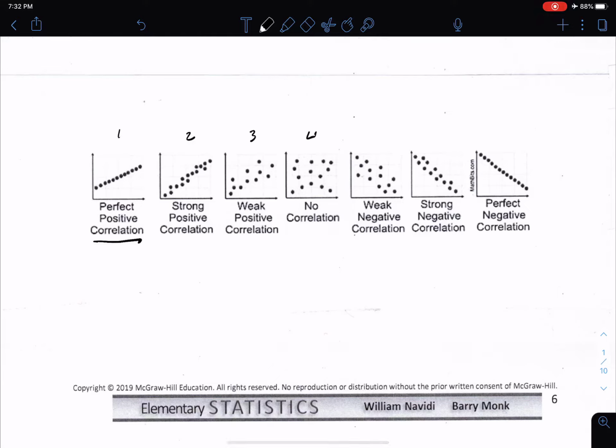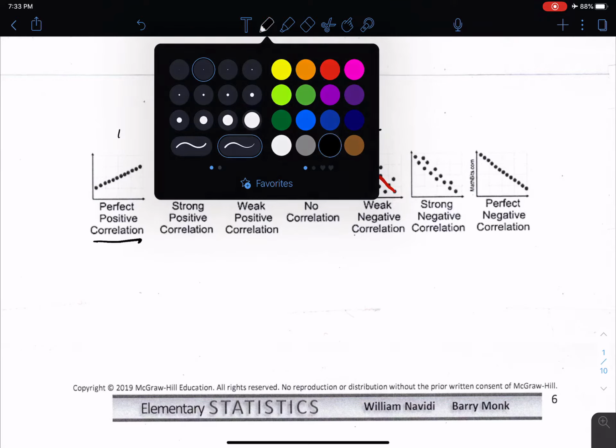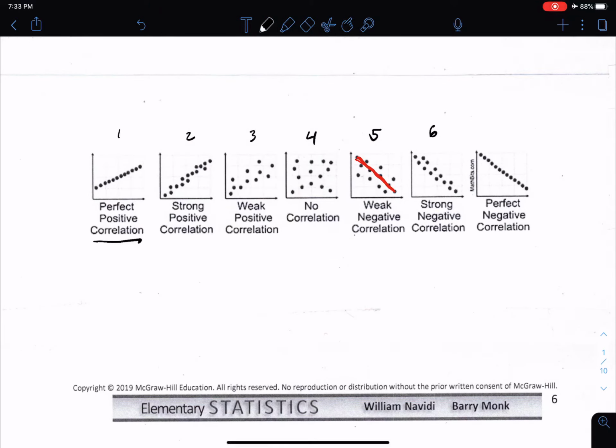And then on number 4, there's just like a shotgun, just dots all over the place, so there's no correlation. Number 5 would be an example of a weak negative correlation. Once again, you can start to see that as x gets larger, y gets smaller, so that's a weak negative correlation. And on number 6, we'd say that's a strong negative correlation because it's getting closer and closer to a perfect line. And number 7, we'd say that's a perfect negative correlation because all the dots plotted make a perfect straight line in the negative downward slope, so it's a negative.